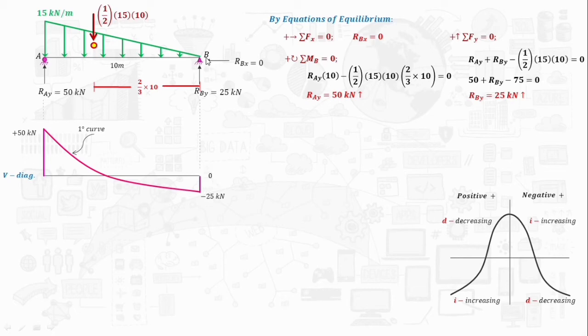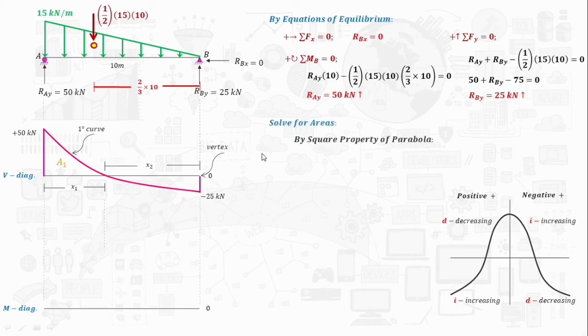And since dito yung 0 natin, ibig sabihin, dyan yung magiging vertex natin. Okay? So, draw tayo ng line para ma-draw natin si moment diagram. So, sa moment diagram, determine muna natin si area 1. So, para ma-determine si area 1, kukunin muna natin si x1 and si x2. So, paano natin makukuha si x1 and x2? So, we can use the square property of parabola kasi may vertex tayo.